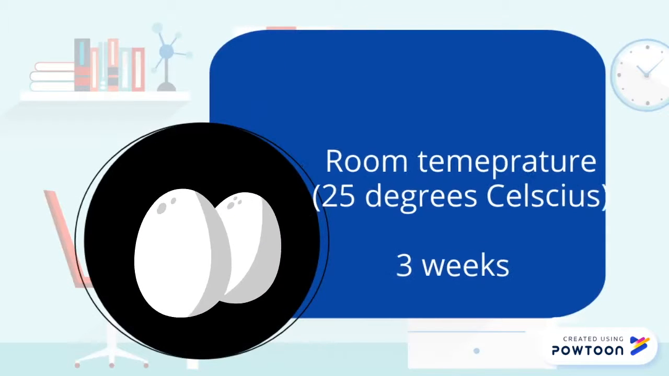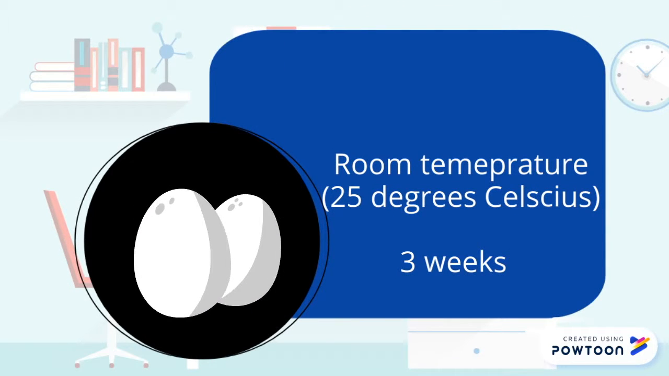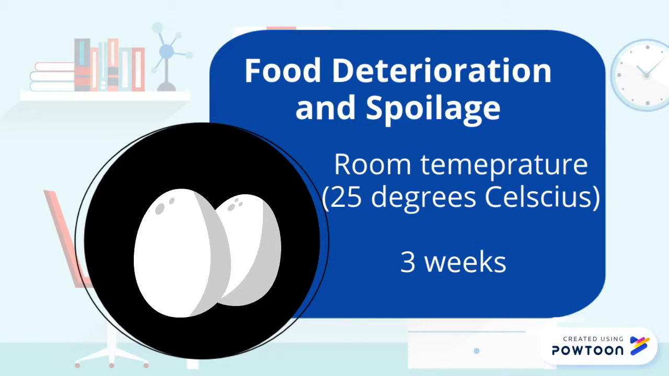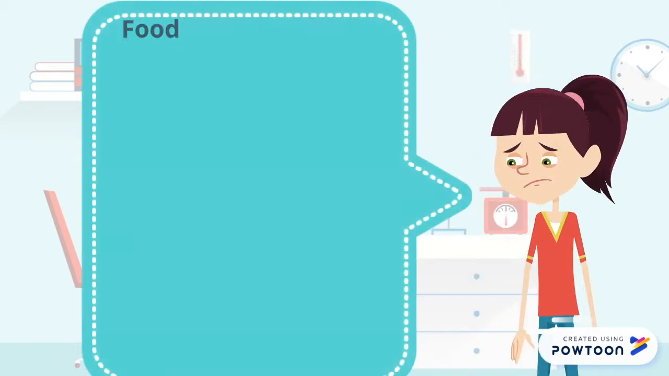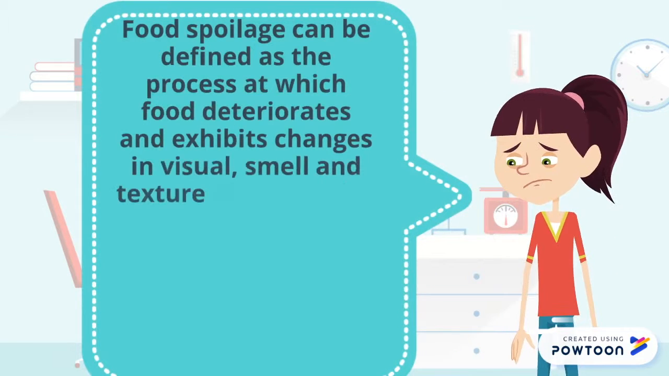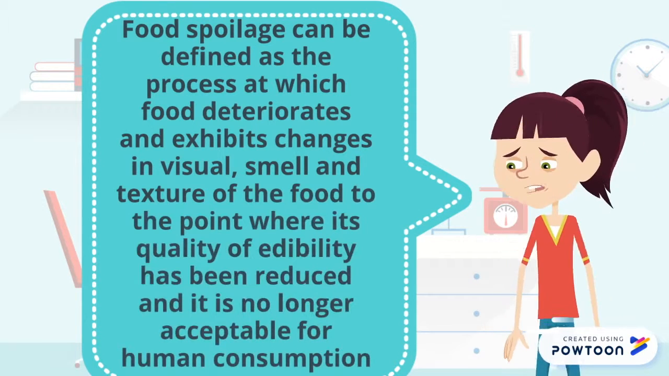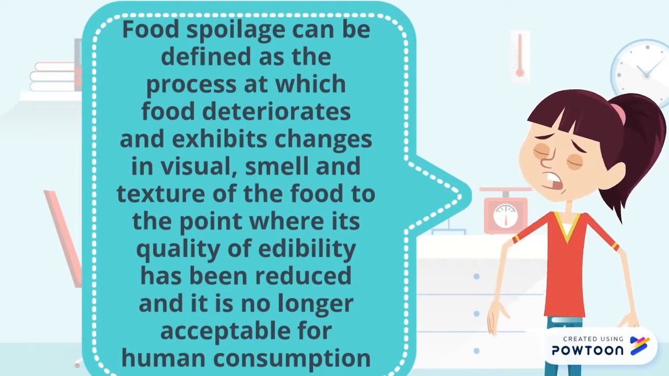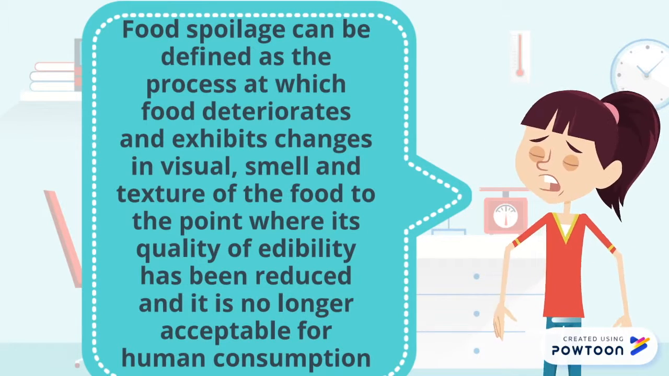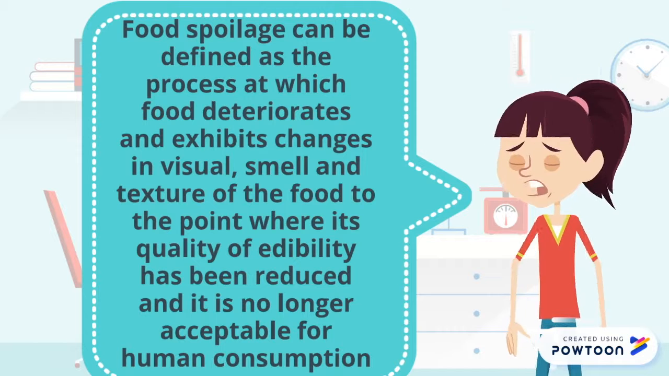In this experiment, a hen's egg was left at room temperature for 3 weeks, and when cracked open, the egg was found to have undergone food deterioration and spoilage. Food spoilage can be defined as the process by which food deteriorates and exhibits changes in visual appearance, smell, and texture, to the point where its quality and edibility have been reduced and it is no longer acceptable for human consumption.